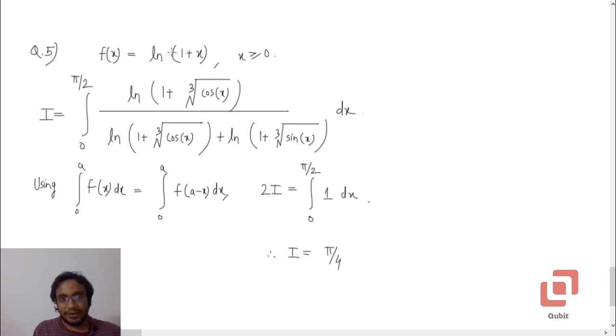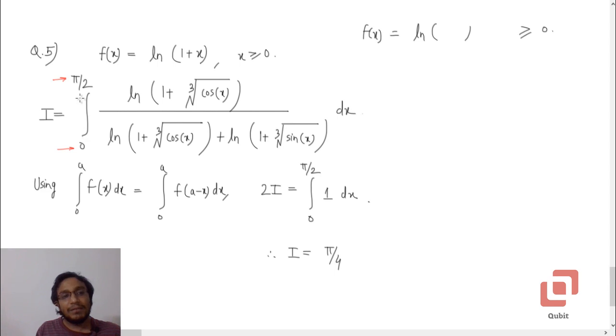See, first thing is that the function was given log of 1 plus x, where x is greater than or equal to 0, and this made sure that log of, well, whatever function that is, is always greater than or equal to 0. Because log 1 is 0 and for any number greater than 1 the natural log stays positive. And the limits on x were 0 and pi by 2. So these are the angles in the first quadrant.